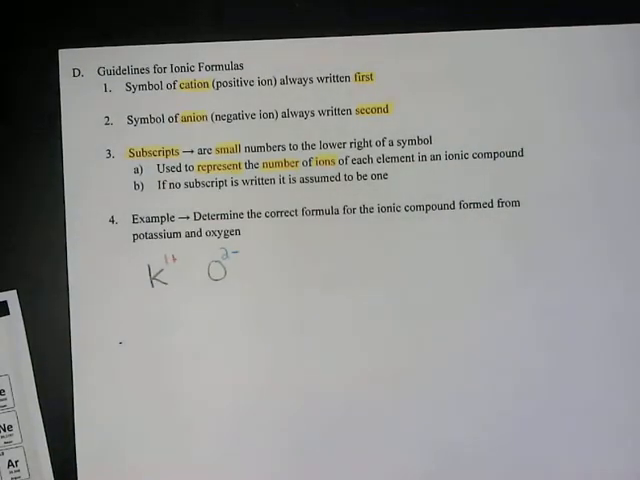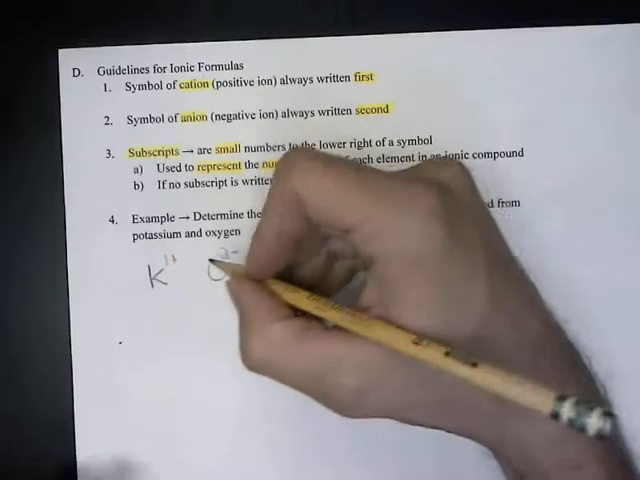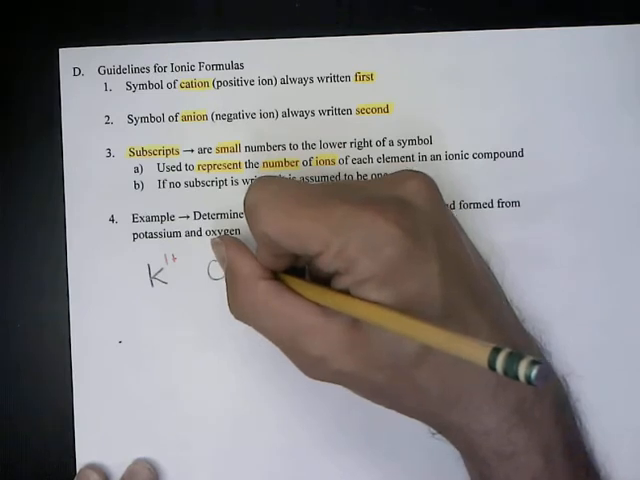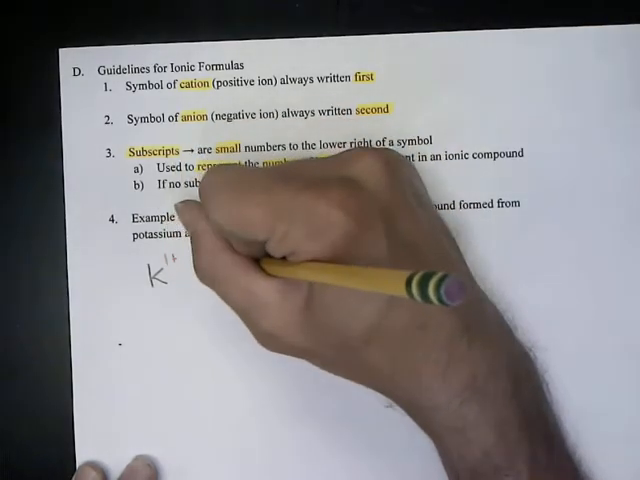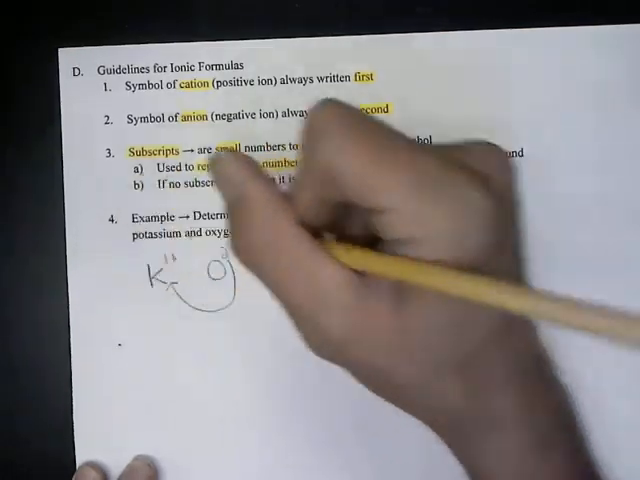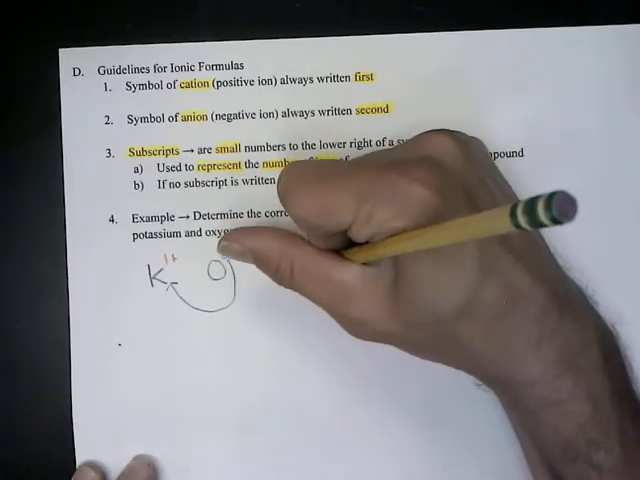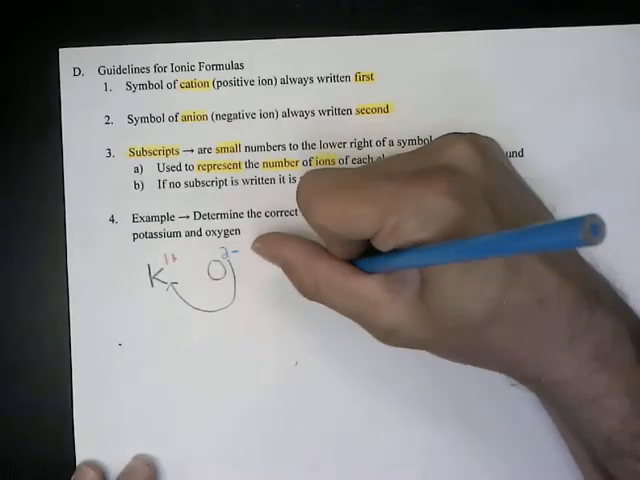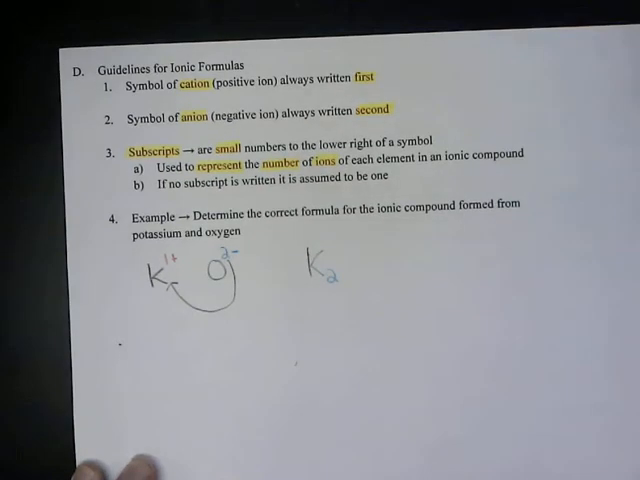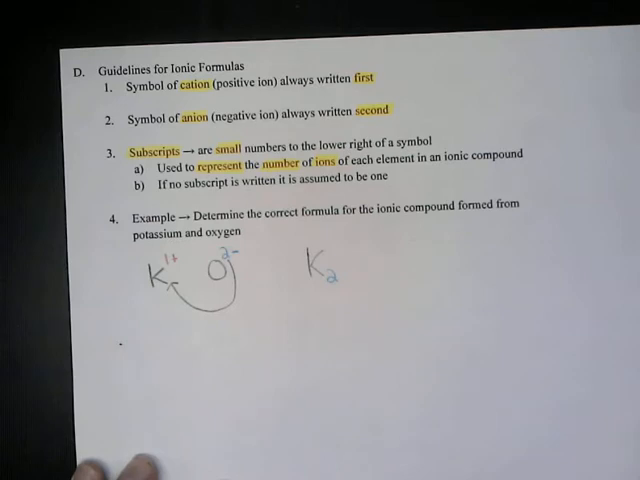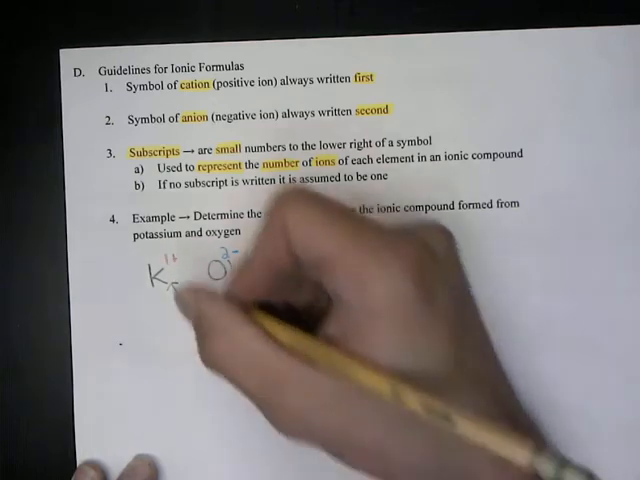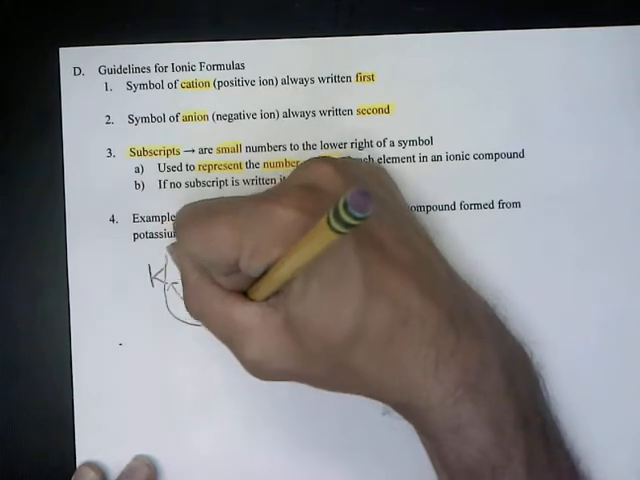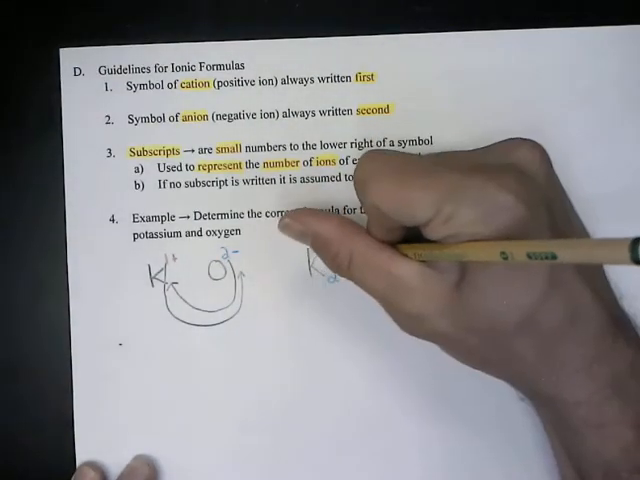Now, remember, we want the charges to cancel out. So a simple way to write our formula is this. We're going to take the charge number from our opposite ion. In this case, it's a 2 from our oxygen. And I'm going to draw an arrow, and that becomes our subscript. Okay? So we write K. And I'm going to represent this in blue because that blue number came from our charge of oxygen. And then we do the same thing with our charge for our potassium. The charge number comes over here, and we write that as a 1.